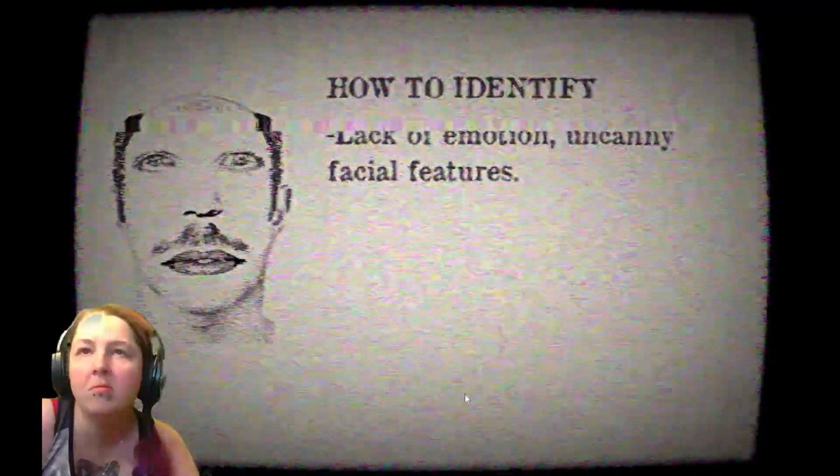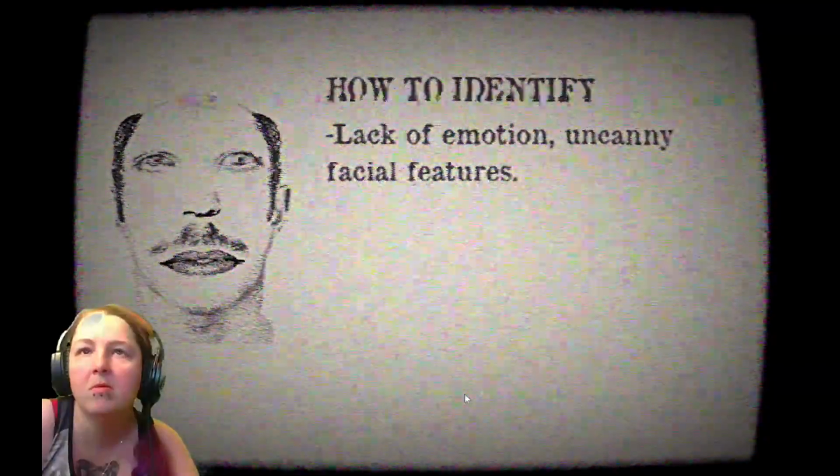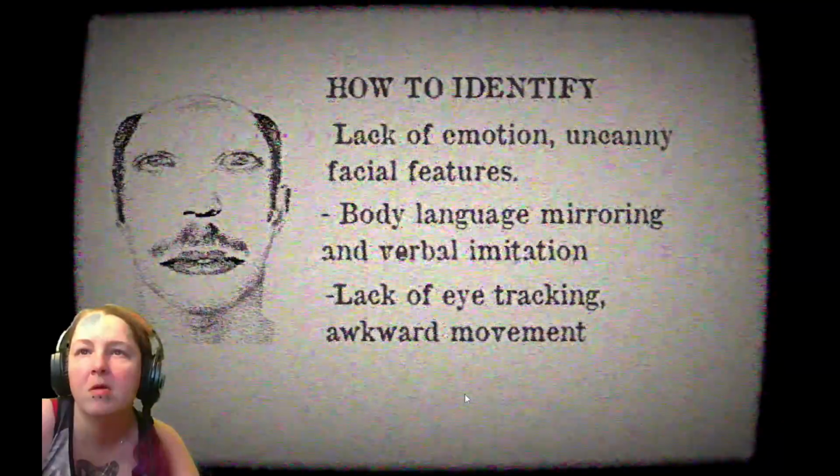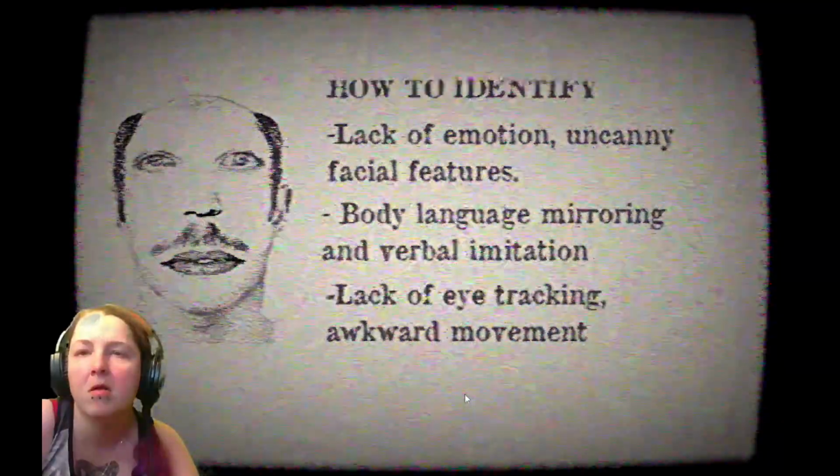Congratulations, you passed the first exercise. Next, we will learn more on how to identify a threat. Reports have identified these characteristics: lack of emotion and uncanny facial features, body language mirroring and verbal imitation, lack of eye tracking and awkward movement.